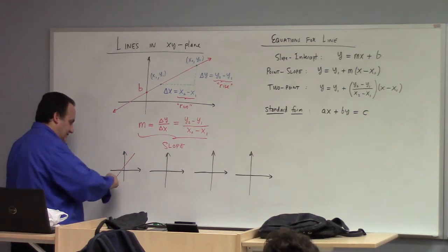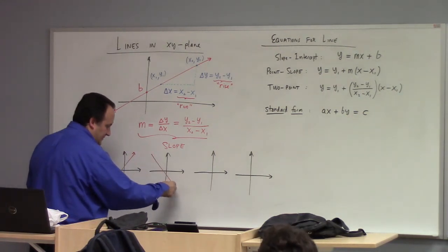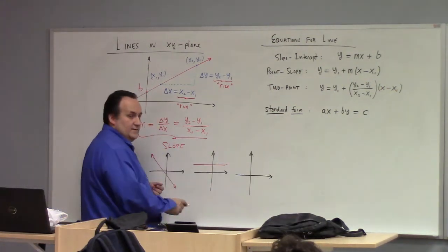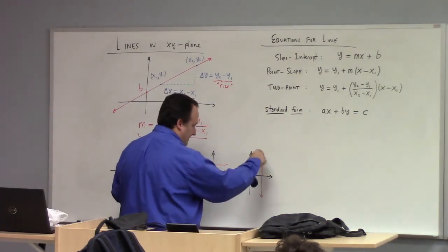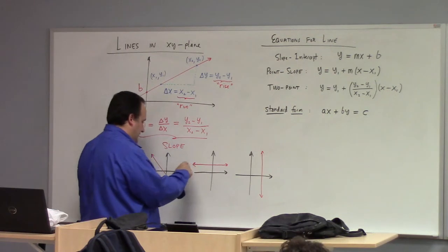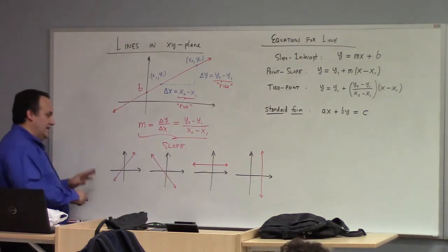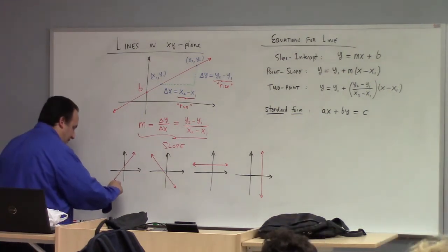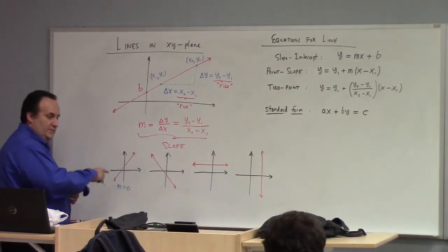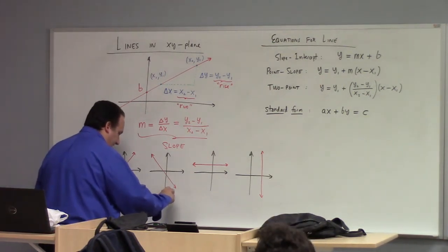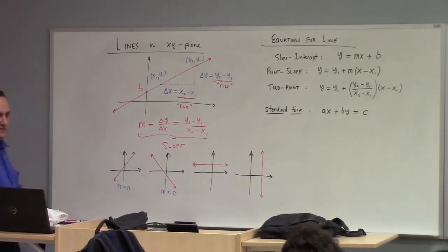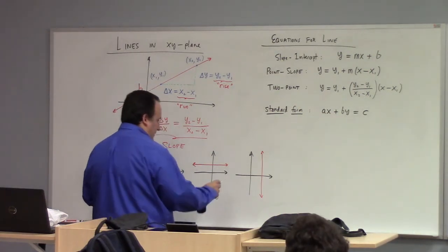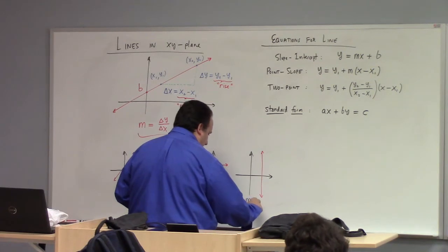You could have a line like this. You could have a line like that. You could have a line like this. Or you could have a line like this. So these 4 cases I want to talk about just a little bit. So the first case, the leftmost case here, we have positive slope, right? m positive. The second one, we have negative slope. The third one, we have slope 0. And the fourth one, we can either say m is undefined, or if you like, you could say m is infinity.